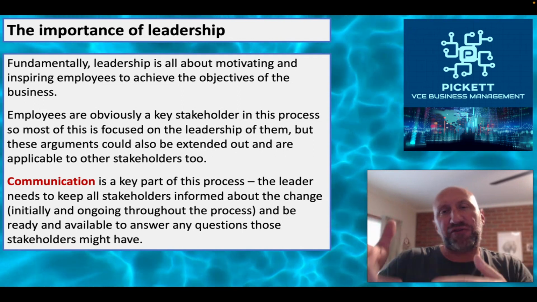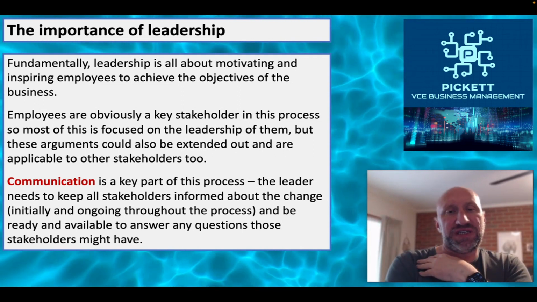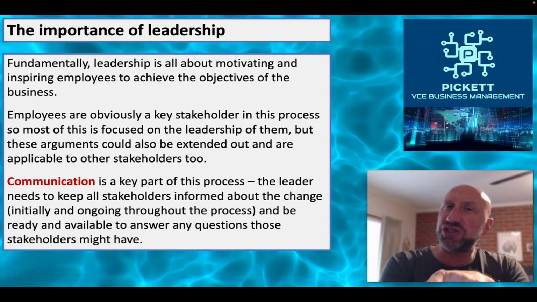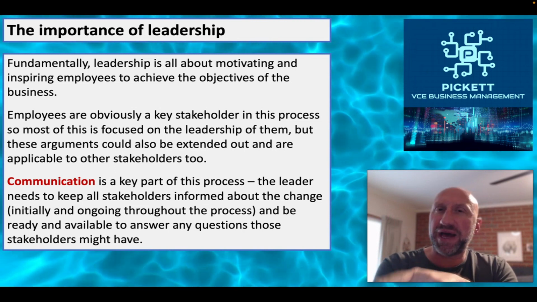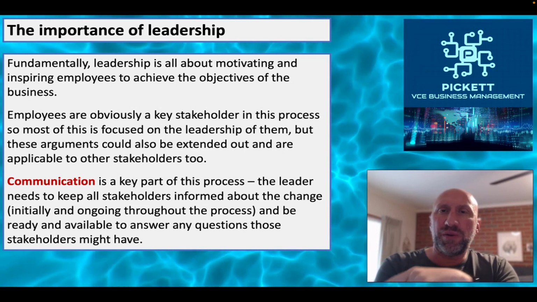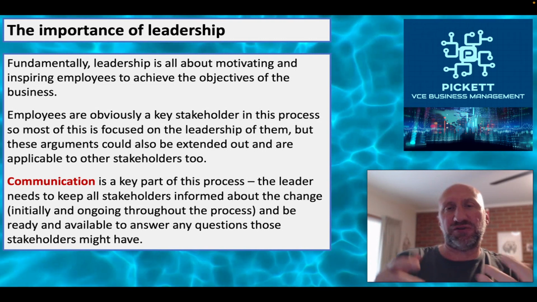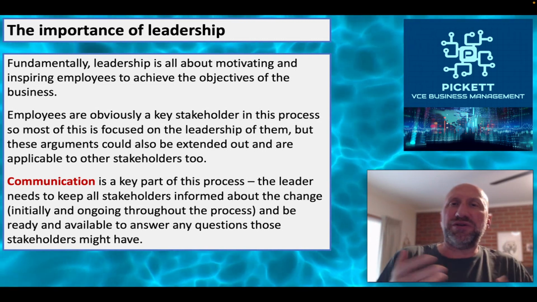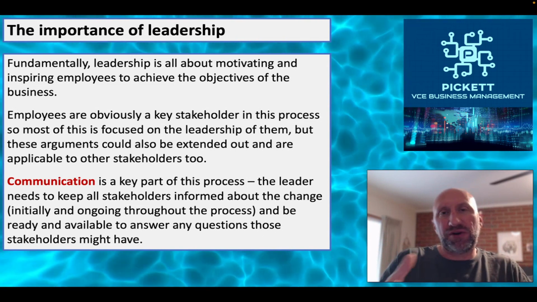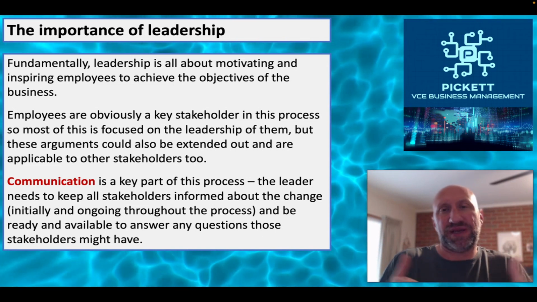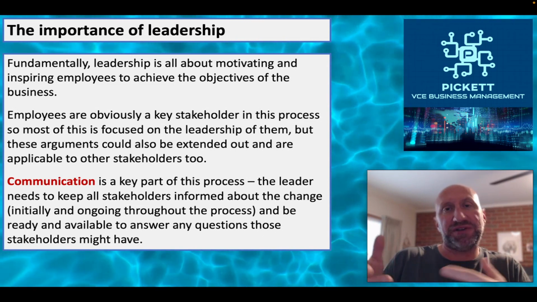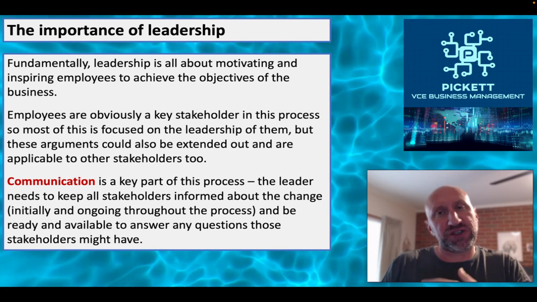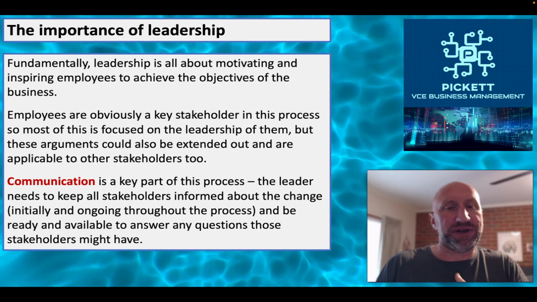In fact, throughout most of the outcome, a lot of the focus is on employees. There is a key knowledge dot point, I think it's number 8, towards the end of the outcome, where we're looking at the effect of change on a range of other stakeholders as well. We do tend to think mainly of the employees, but the arguments that we're talking about here could also be extended out and are applicable to other stakeholders that might be impacted by change as well. So just bear that in mind.